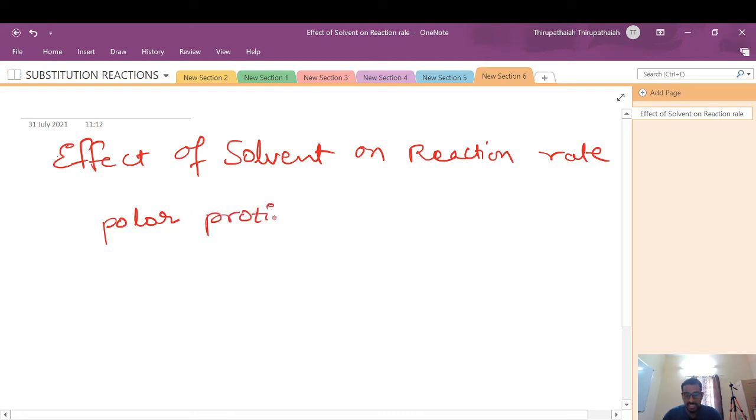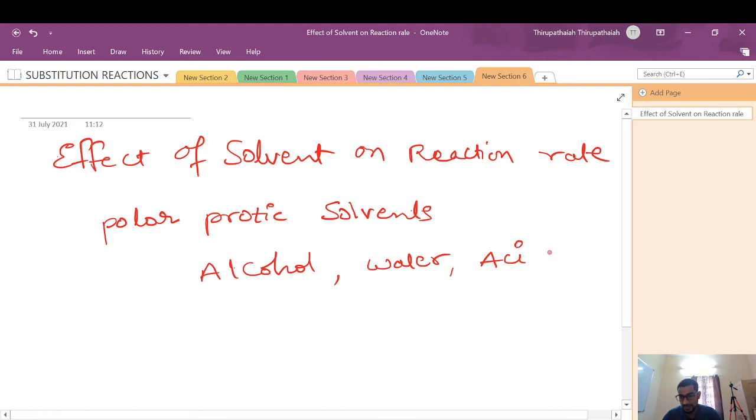Polar protic solvents, for example, alcohol, water, acids, etc. Alcohols means, for example, methanol, ethanol. Water, you all know, H2O. Acid means some carboxylic acids. They are polar in nature.